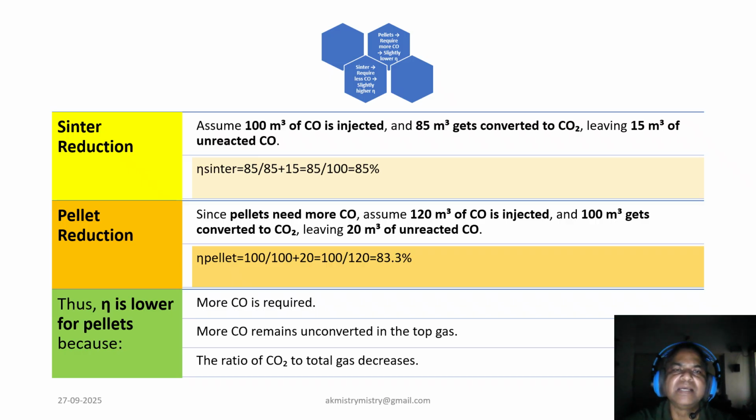Conversely, the high basicity of the sinter increases the slag volume and overall operating cost. This also was discussed earlier.